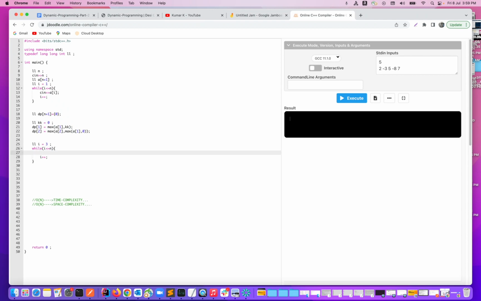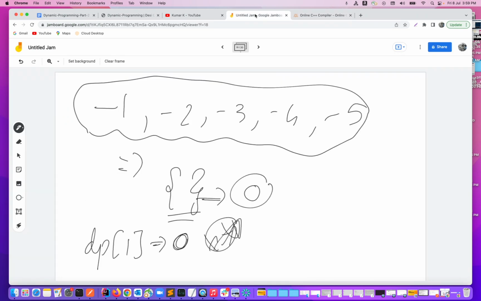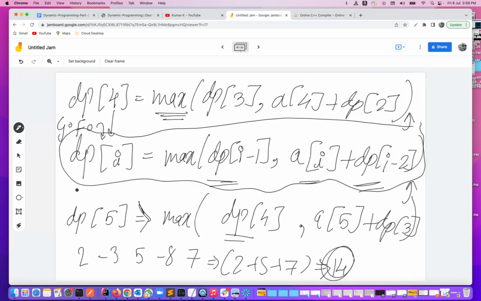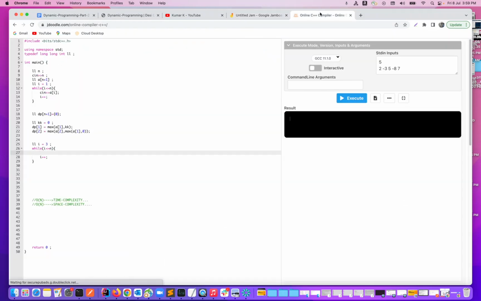Now we have to use the formula. What is our formula for dp of i? dp of i is max of dp of i minus 1, comma a of i plus dp of i minus 2. So dp of i is nothing but the max of dp of i minus 1, comma a of i plus dp of i minus 2. So this is done, and the final answer is dp of n.